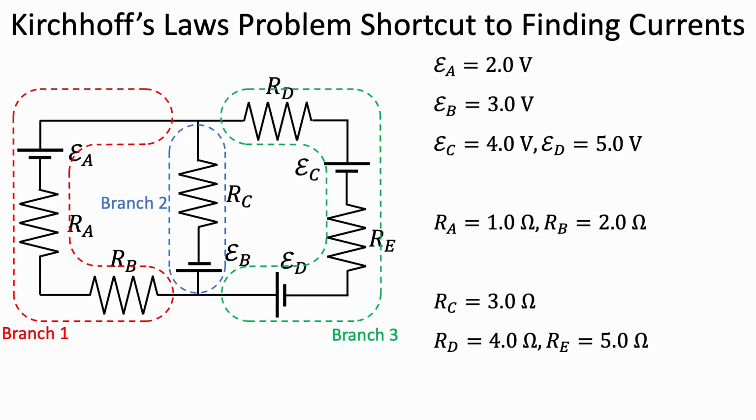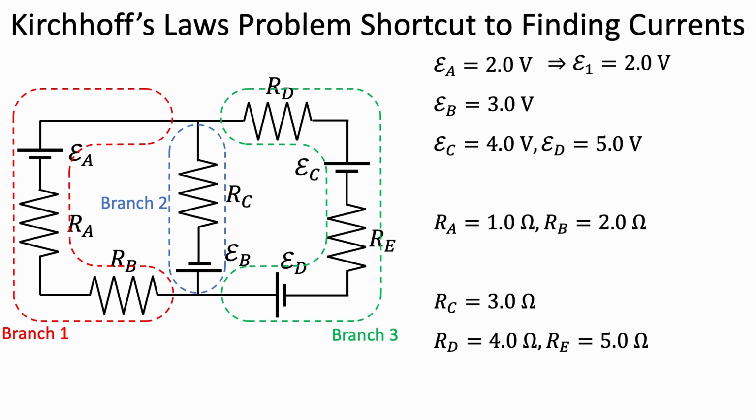There's only 1 battery in this branch, and it has voltage EA. Because this battery has its positive terminal facing upward, just like the corresponding battery in the circuit that was used to find the shortcut equation, we can say that the value of E1 is equal to EA, or 2 volts in this case.